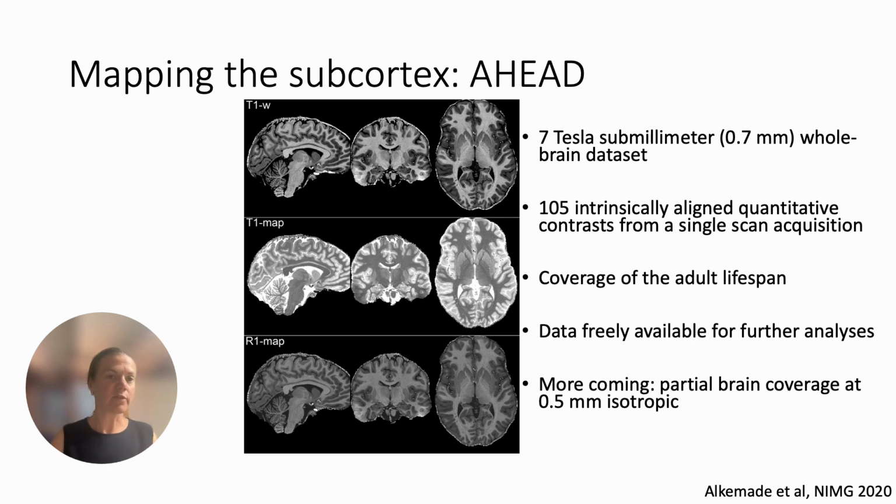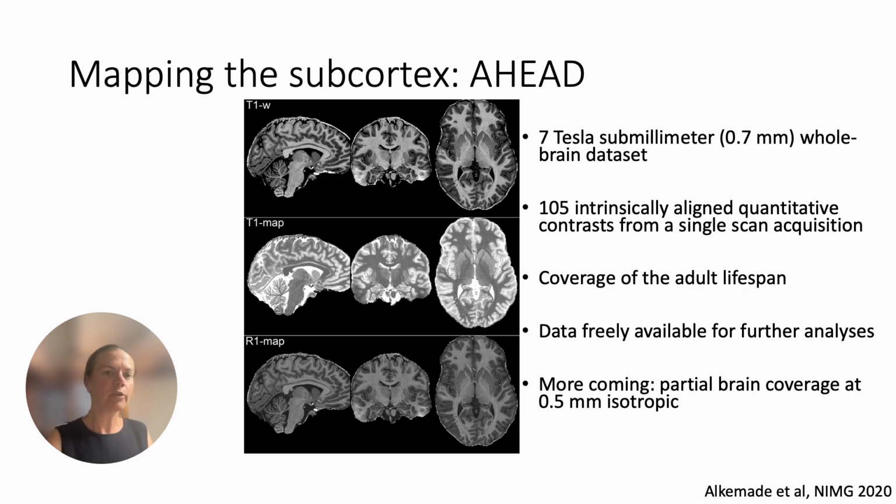The data are freely available, and more of it is actually coming, because at the time that we acquired the whole brain data, we also decided to acquire a partial coverage scan that allows us to visualize the subcortical areas of the brain with more detail. So those data are available at 0.5 millimeter isotropic.